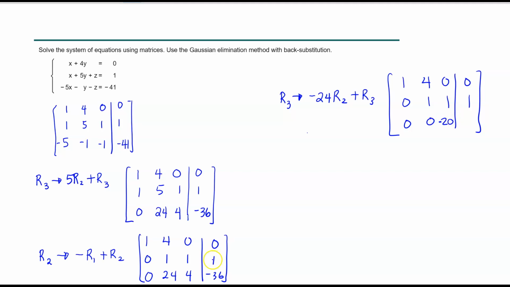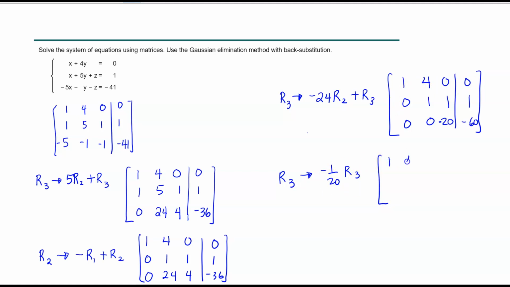And then negative 24 plus negative 36 is negative 60. Then next, we want this to be equal to 1. So we're going to replace row 3 by negative 1 over 20 times row 3. In other words, we will divide row 3 by negative 20, or multiply it by negative 1 over 20.